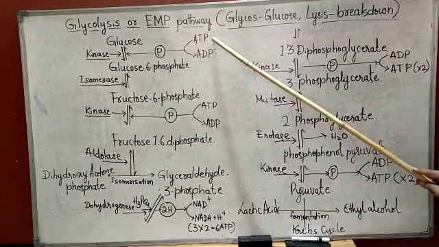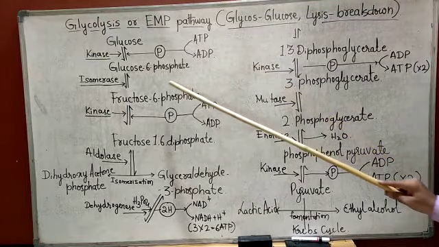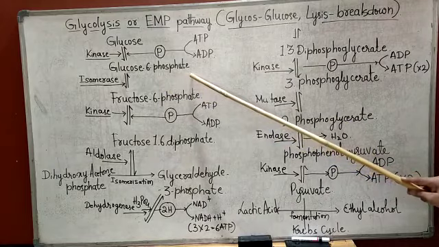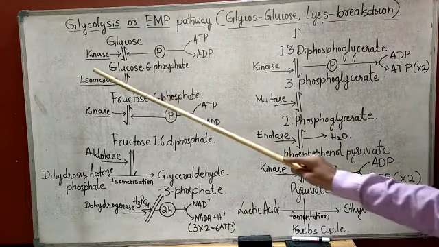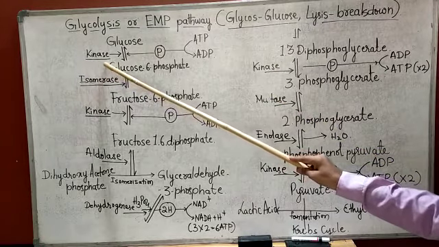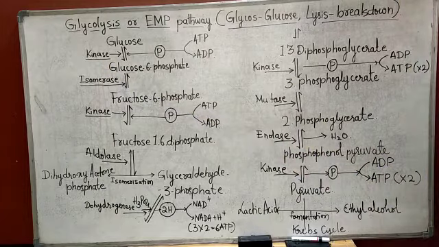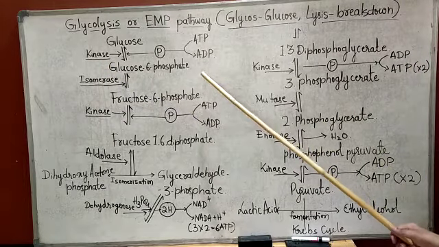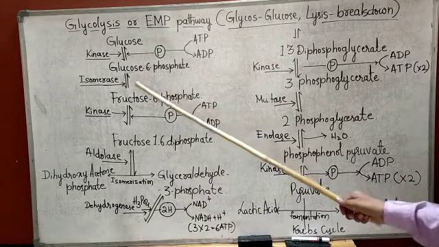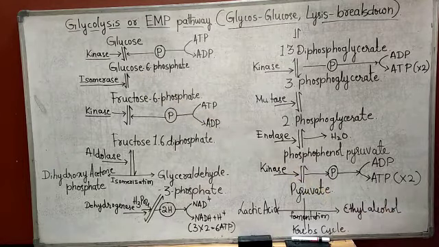Glucose is phosphorylated by ATP to form glucose 6-phosphate with the release of ADP by the action of an enzyme called kinase. That is the first phosphorylation. Second is isomerization. You know the meaning of isomers, having the same structural formula.